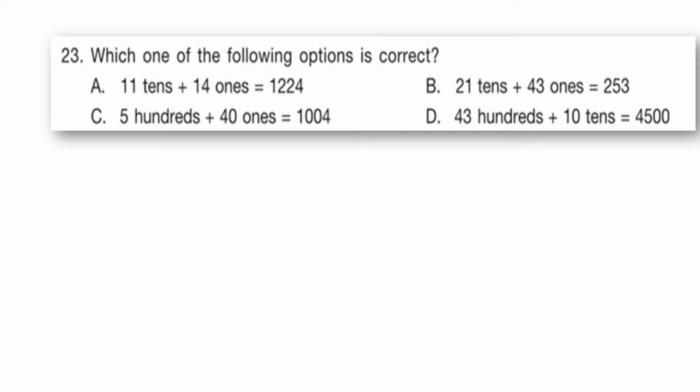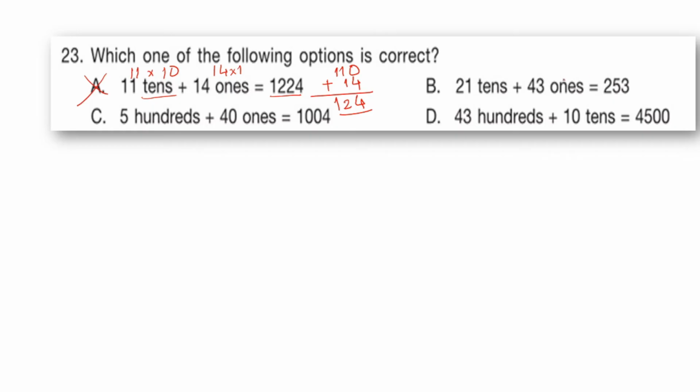So let's look at this together and let's first write it in their correct form. Option A is 11 tens plus 14 ones. Now remember, anything that's represented as 11 tens or 11 hundreds needs to be the number multiplied by the unit. So it is 11 times 10 plus 14 times 1, which is equal to 110 plus 14. So this is 4. 1 plus 1 is 2 and 1 is 124. So it's not 1224. Hence we can eliminate A.